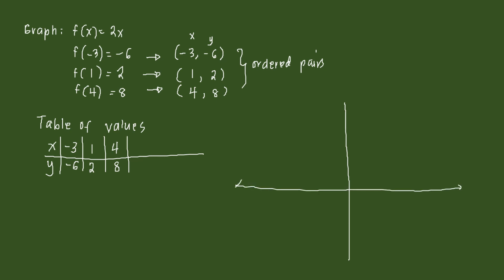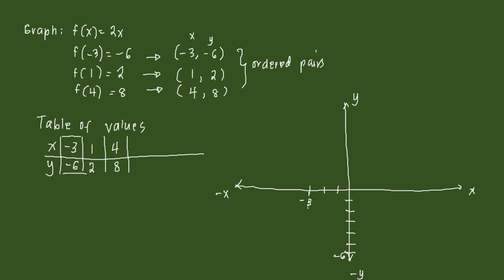So this is the Cartesian plane. We have the positive x-axis and the positive y-axis, the negative x and the negative y. Let us first plot the first ordered pair, negative 3 and negative 6. So x is negative 3, so I will put it here. 1, 2, 3, this is negative 3. And then y is negative 6, so it is down here because it's negative. 1, 2, 3, 4, 5, 6. So this is negative 6.